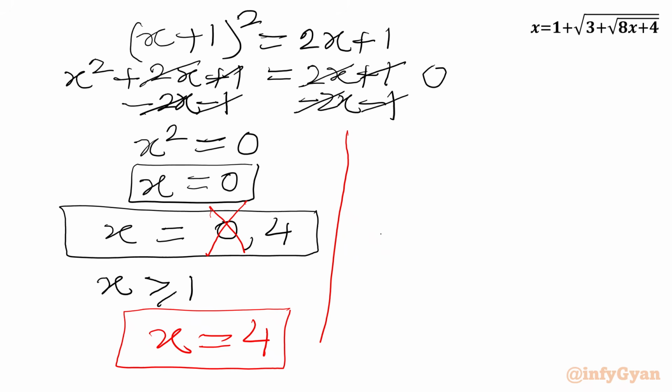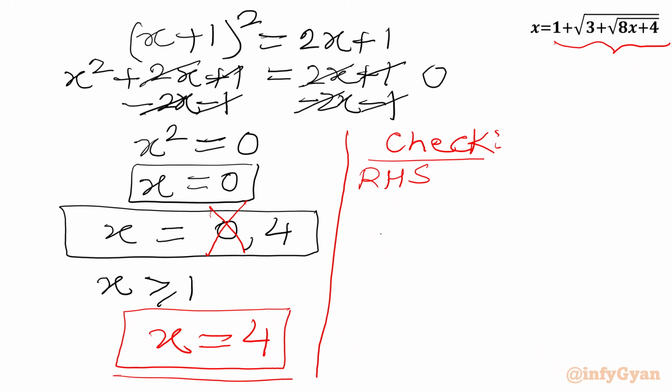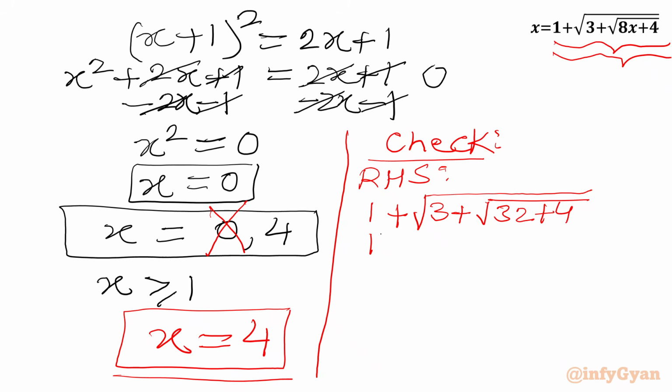Now we are going to cross-examine, so I will write here check. We have the equation over here. I will begin with the right hand side. X is equal to 4. Let's put x equal to 4 in the right hand side. We will get 1 plus square root of 3 plus square root of, 8 times 4 is 32, plus 4. So we will write 1 plus square root of 3 plus square root of 36.